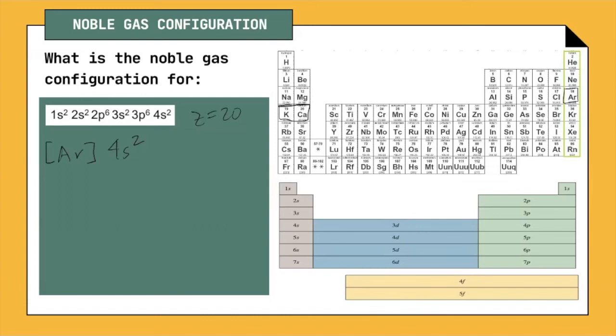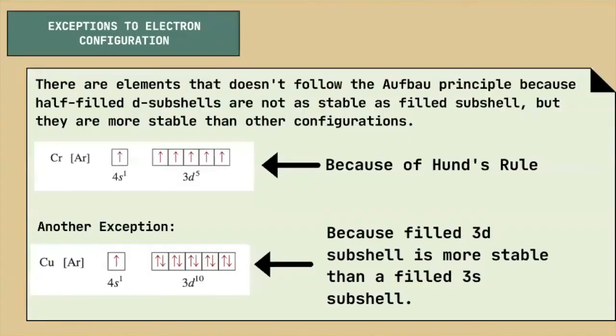But also, just to illustrate the orbital diagram with the integration of noble gas configuration for calcium, we would just put it like this. Right? All right. So that's for calcium.